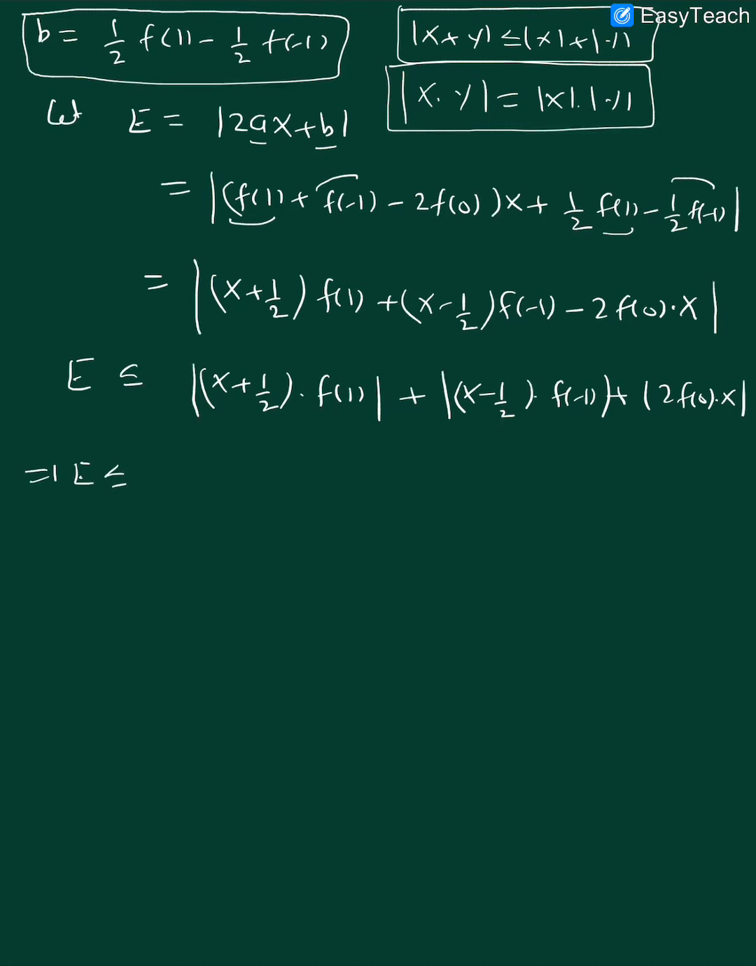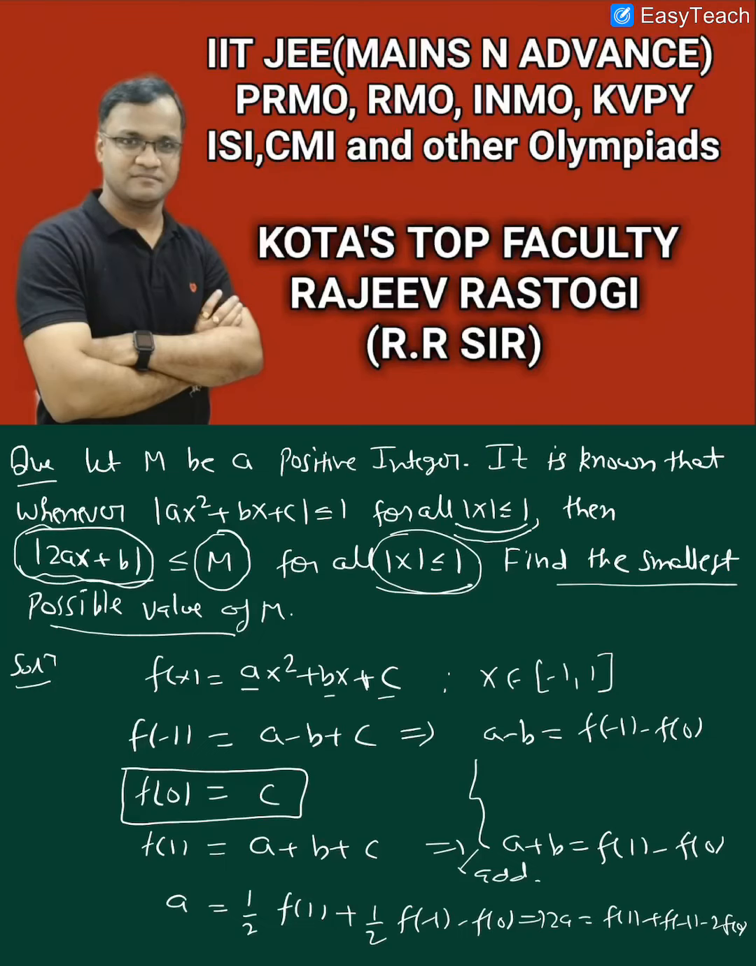This will imply that E is less than or equal to |x + 1/2| |f(1)| + |x - 1/2| |f(-1)| + 2|x| |f(0)|. But we are given in the problem that |f(x)| is less than or equal to 1 for all values of x belonging to the closed interval -1 to 1.